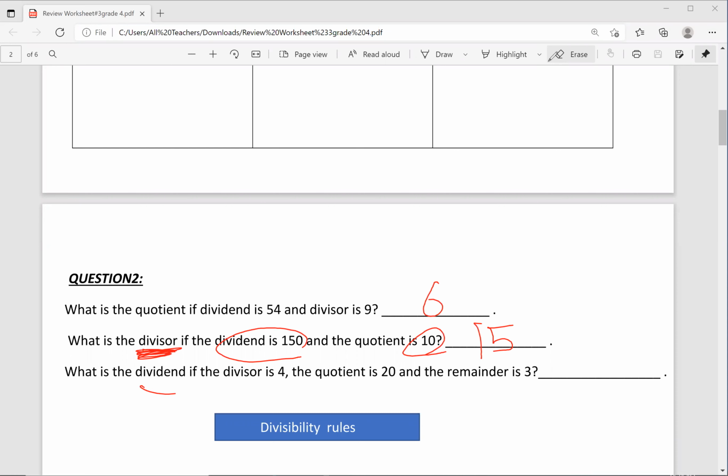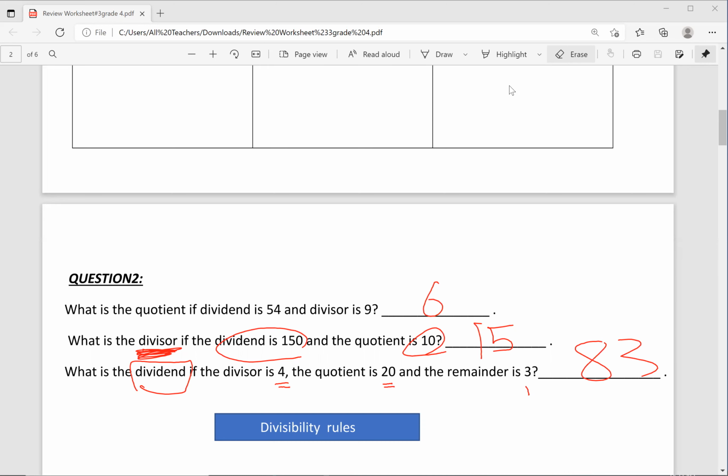Now, what's the dividend? So you are asked to find the dividend if the divisor is 4, the quotient is 20, and the remainder is 3. Now, if you follow the Euclidean division, we always multiply the divisor with the quotient. Then we add the remainder. So 4 times 20, it's 80. 80 plus 3, it's 83. So the dividend is 83.